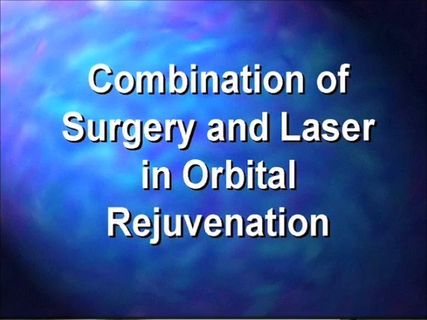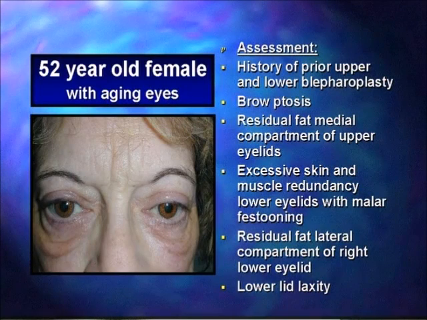Surgery and laser resurfacing can be combined to do a comprehensive orbital rejuvenation, as Dr. Sires alluded to. This is a patient who had prior upper and lower blepharoplasty who presented to me for very severe excess skin and muscular redundancy of her lower eyelids. As you can see, she has some residual fat pad of the upper lids in the medial compartment, which was not addressed. She had excessive skin, a redundancy of her lower lids. She had very poor lid tone, and there was also some excessive lateral fatty deposits on the right side.